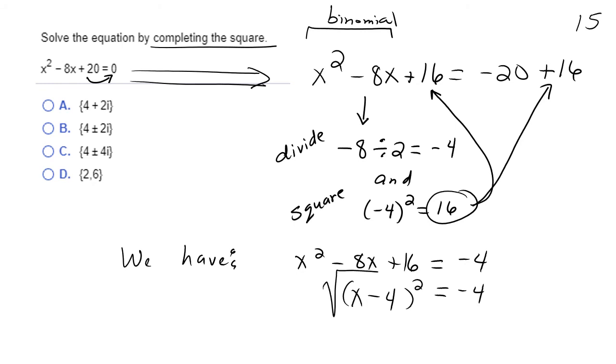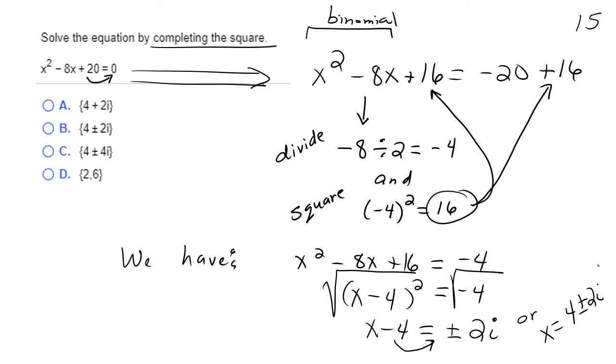Now I can take the square root of both sides, and I get x minus 4 equals plus minus. Remember to do plus minus. And the square root of negative 4 is 2i. We use the i because the 4 is negative here. Now all I have to do is move this negative 4 over, which means I have a positive 4 plus minus 2i. That's my solution. So I go over here to my answer choices, and that would be answer choice B.